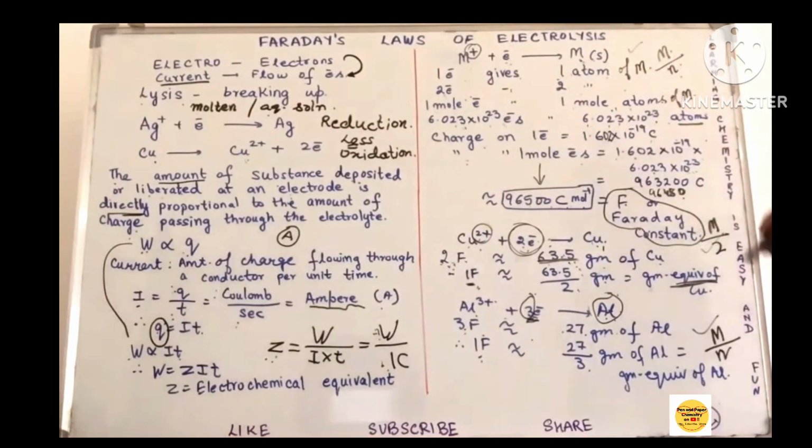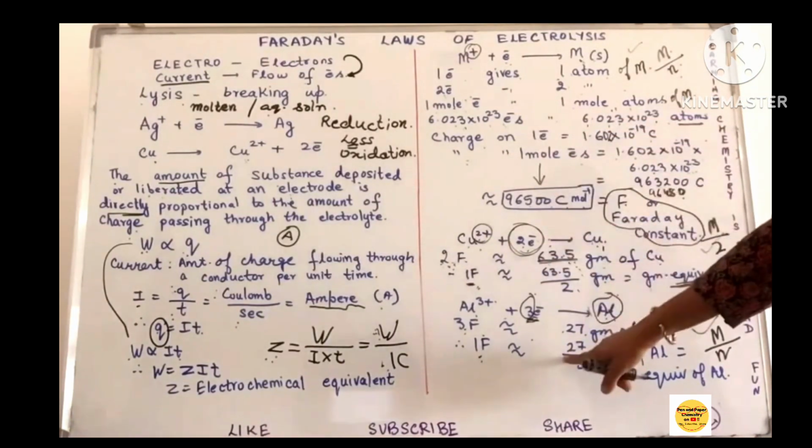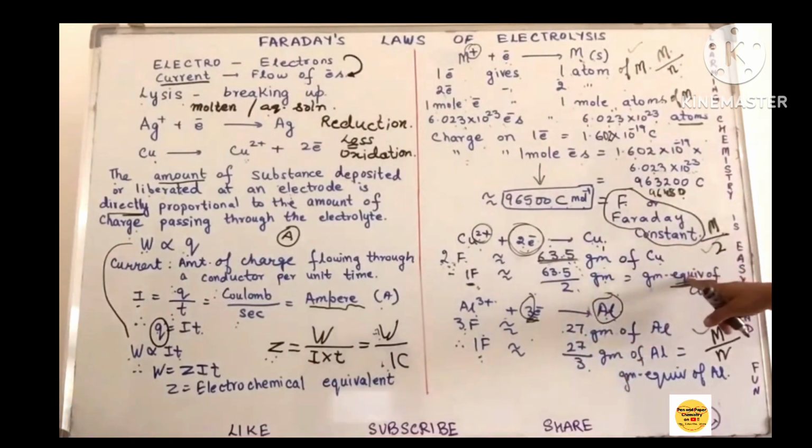That gives us our second Faraday's law. When the same amount of current is passed through different solutions, the masses of the substances obtained are in proportion to their equivalent masses.